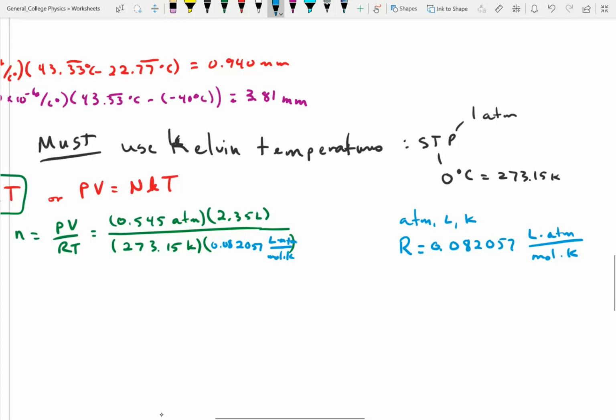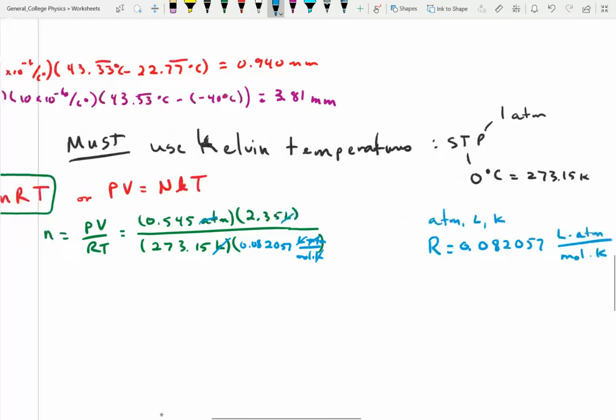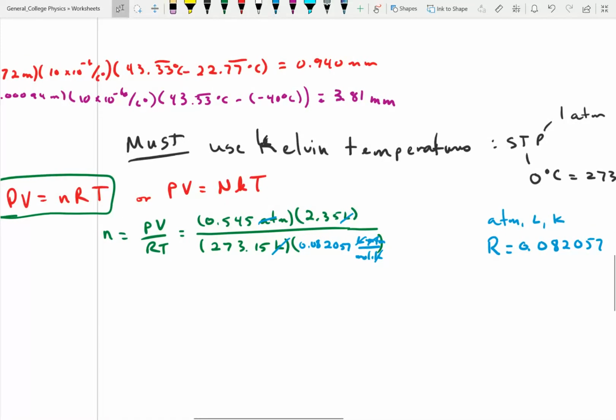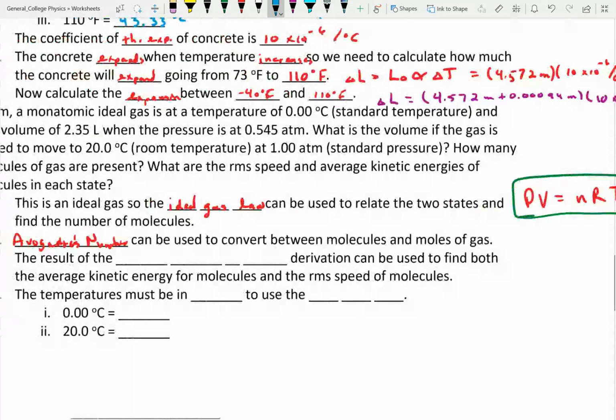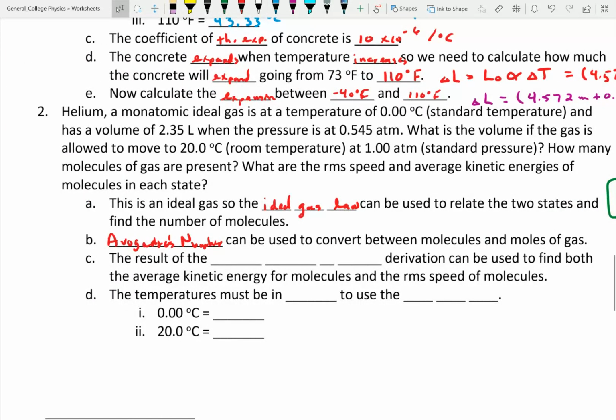And so my atmospheres will cancel, my liters will cancel, my kelvins will cancel. I'm left with moles, and doing the calculation, that gives me, and I already did the calculation, so I'm just looking over at where I did my calculation, 0.05714 moles. Now, of course, to significant digits, that's only going to be 0.0571 moles. I just kept the 4 to have more than the minimum for calculational purposes.